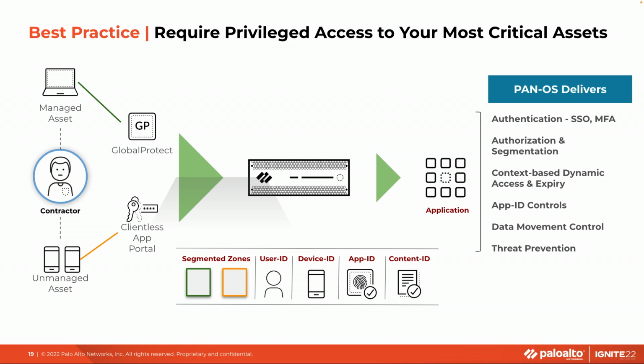Another best practice is to require privileged access for your most critical assets. In this, we know our users, we know our devices, and we know the applications that they're accessing. So any application that is high value should have a second MFA or a second challenge that goes on through your authentication policy. What we should do is, if a contractor is using an unmanaged device and trying to access payroll data, that should prompt that contractor for an additional form of authentication, which would be another MFA challenge.